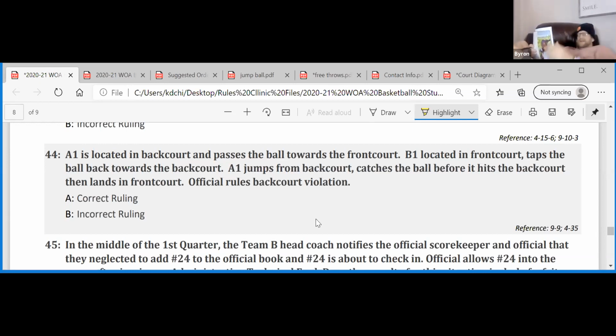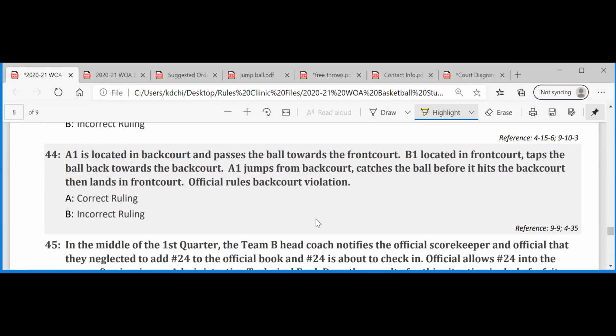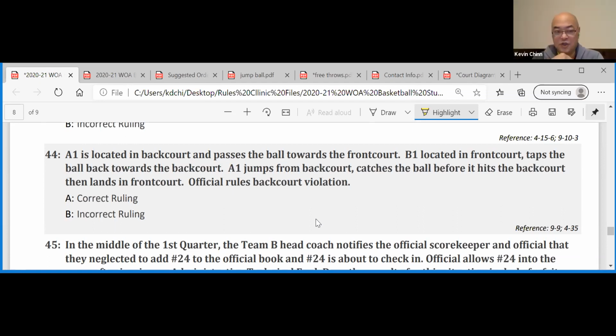Incorrect ruling. Okay. Said with authority. I think it's why? I agree. Never possess the ball in the backcourt. Not quite. And B1 is the opposite team, so they touched it, right? Okay, so here, B1 first of all, pushes the answer is B. It's incorrect. So A1's in backcourt.